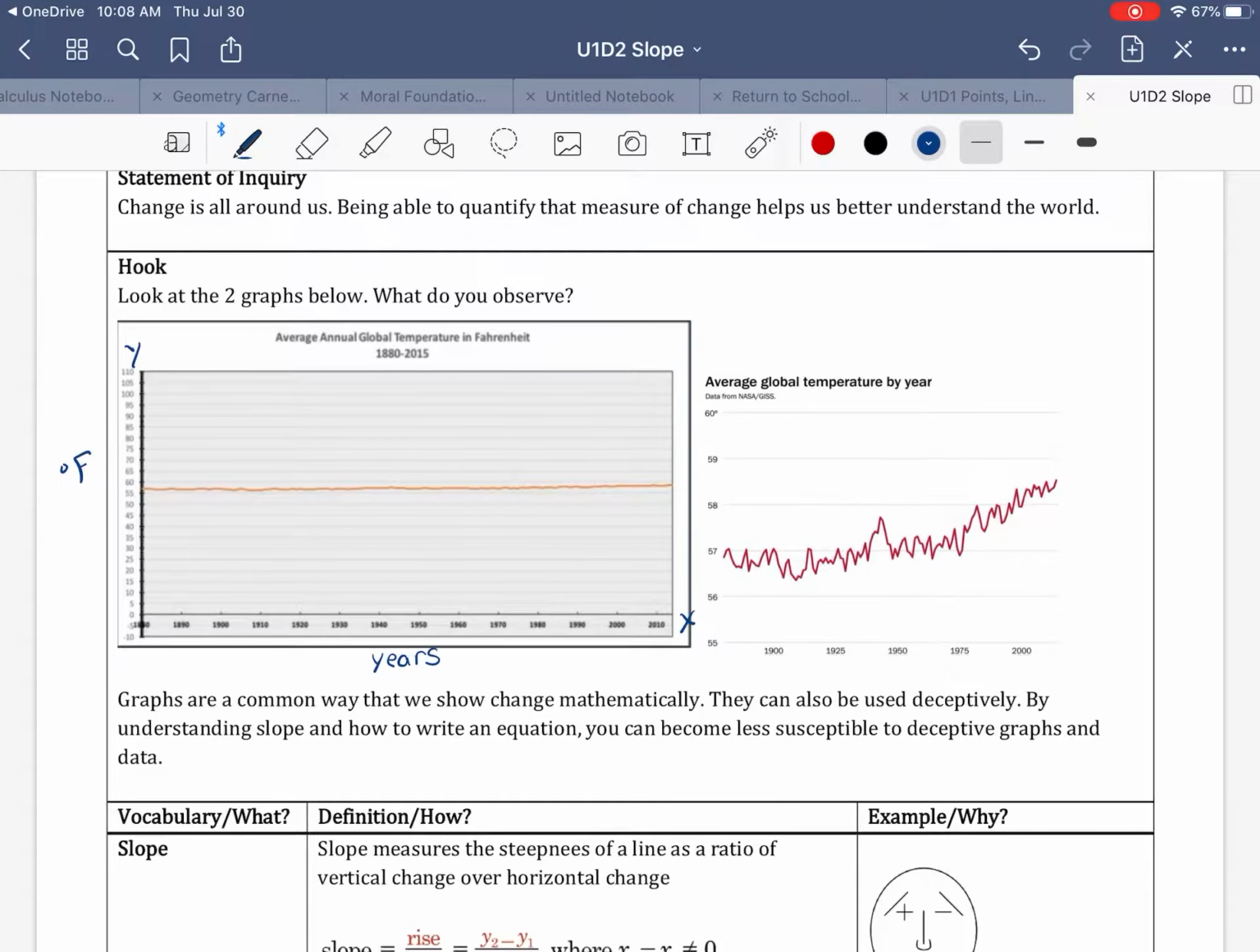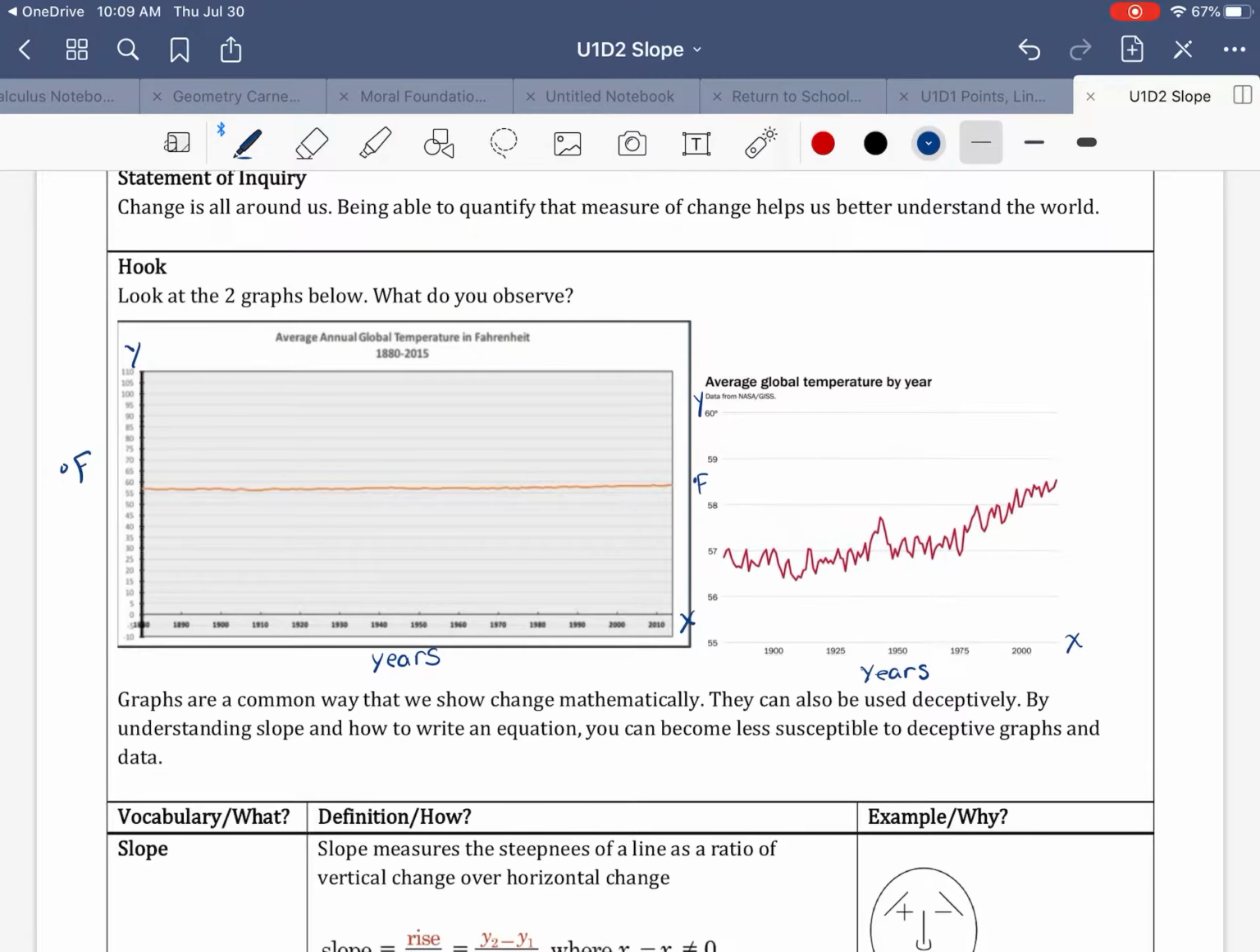And I want us to take that and then compare it to the second graph that we have on the right here. Again, the title, Average Global Temperature by Year, and says that the data is from NASA, all right? Similarly, if we look at our y-axis and our x-axis, we can see that those are years along the bottom and that these are our degrees Fahrenheit. I want you to take a second, and what is the major difference between these two graphs?